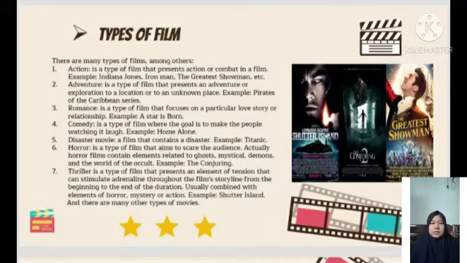6. Horror. Horror is a type of film that aims to scare the audience. Horror films contain elements related to ghosts, mystical things, demons, and the world of the occult. Example, The Conjuring. 7. Thriller. Thriller is a type of film that presents an element of tension that can stimulate adrenaline throughout the film's storyline from the beginning to the end of the duration. Usually combined with elements of horror, mystery, or action. Example, Shutter Island, and there are many other types of movies.